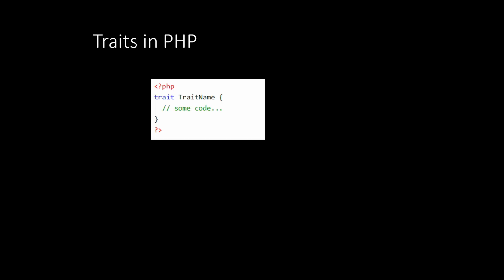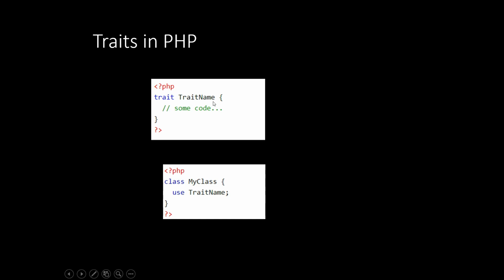So for example, we can define a trait with the trait keyword and after that the trait name. So here we define one trait, that is trait name. And this is my class. The class name is MyClass, and inside its body I use that trait. It means that inside this trait there is some code, for example some methods, and we can use these methods or all this code just using the use keyword and then the trait name. So inside the class we have access to all the trait's code.